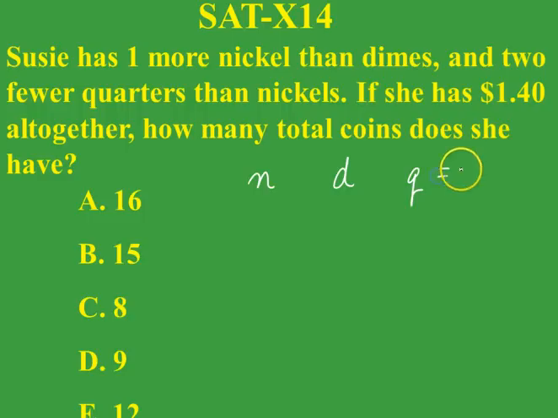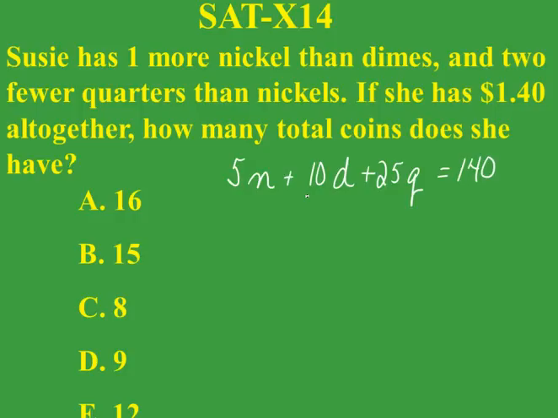Now we know that their total value is $1.40 or 140 cents. I'm just going to leave out the decimal point. So to get that total value, what you'd have to do is multiply the number of nickels by 5 cents, the number of dimes by 10 cents, and the number of quarters by 25 cents. So we know that equation will give you the total value of all the coins. But in solving our equation, we want only one variable.